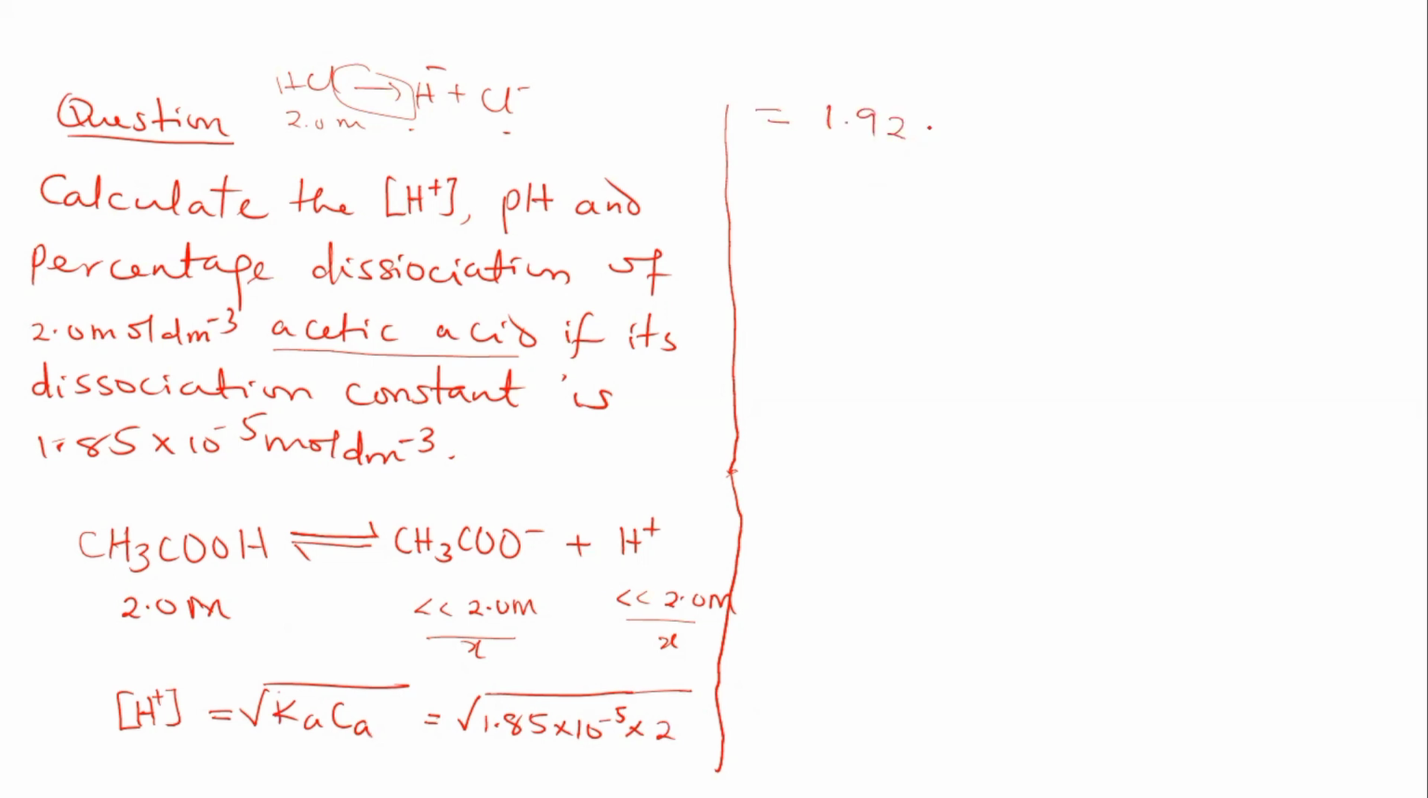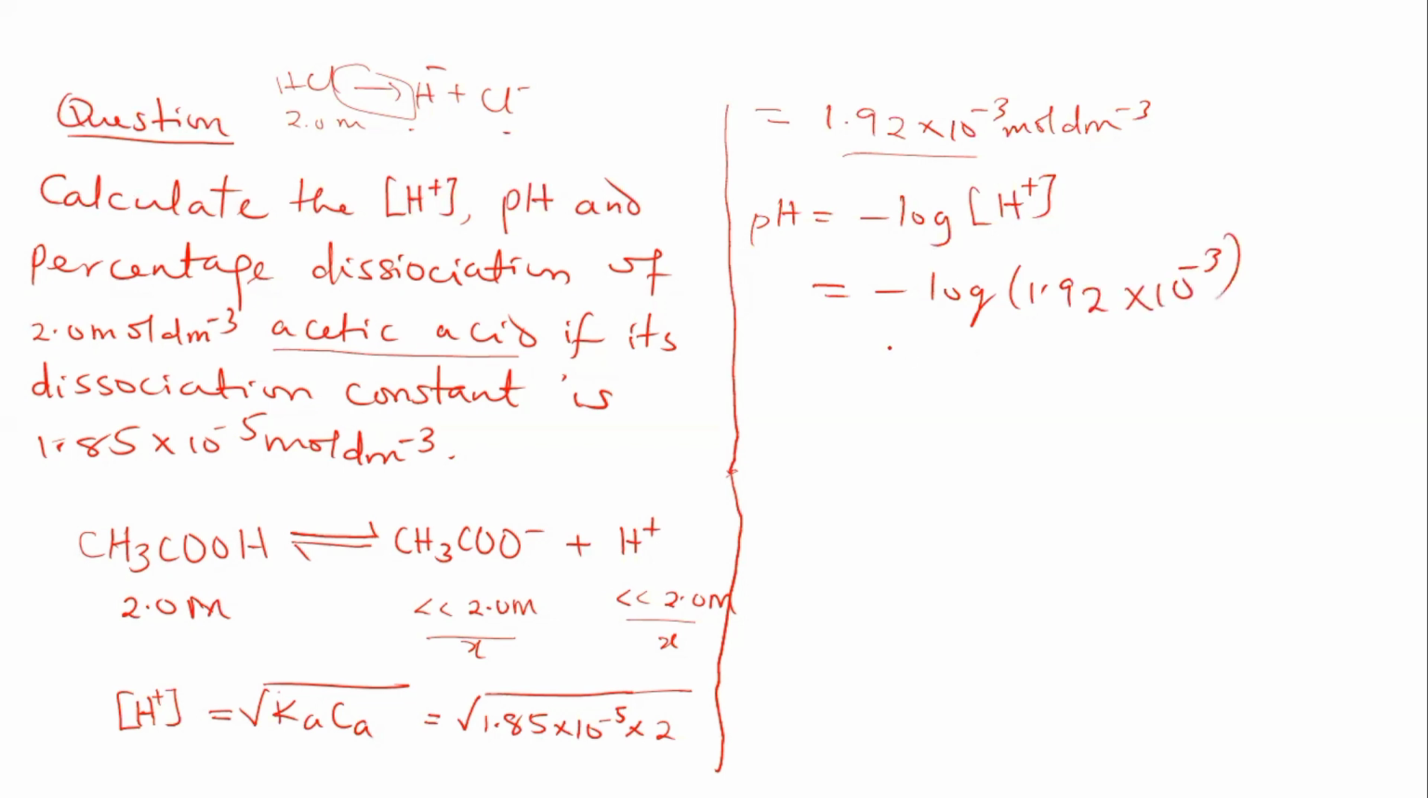1.92 times 10 raised to the minus 3 mole per dm cube, all right? Now, what about the pH? Of course, we know that pH is minus log of the H concentration, and that is actually minus log of 1.92 times 10 raised to minus 3. So you just press your calculator and get that.